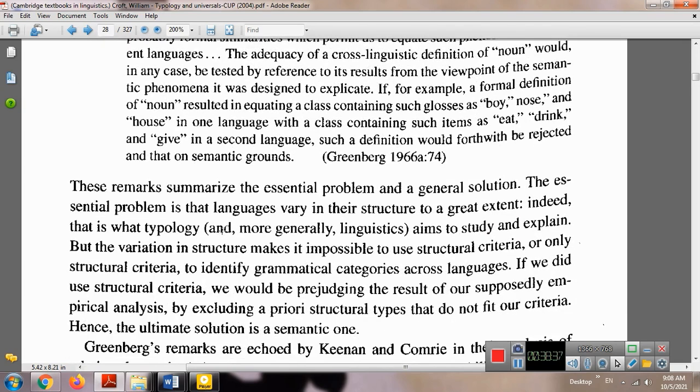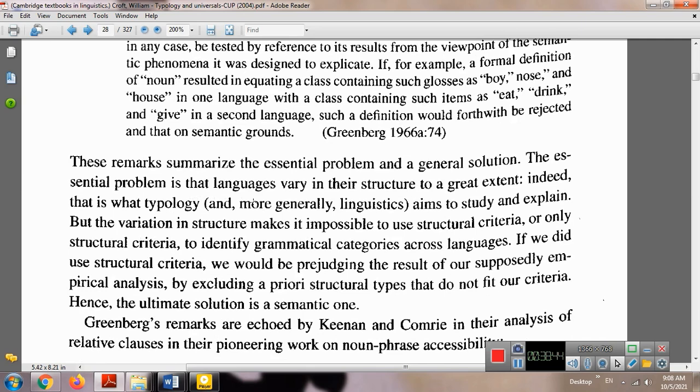These remarks summarize the essential problem and a general solution. The essential problem is that languages vary in their structure to a great extent. This is our problem. Indeed, this is what typology and more generally linguistics aims to study and explain.